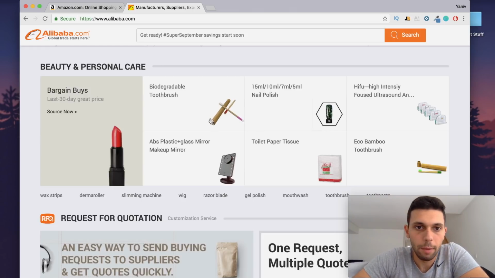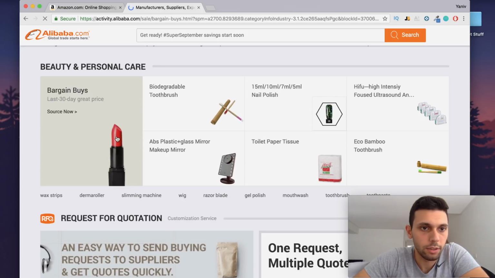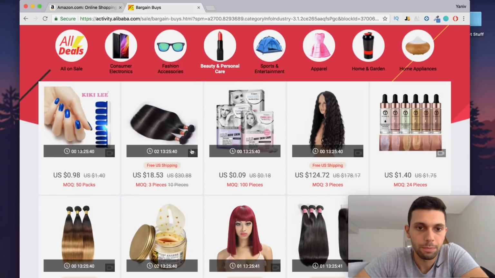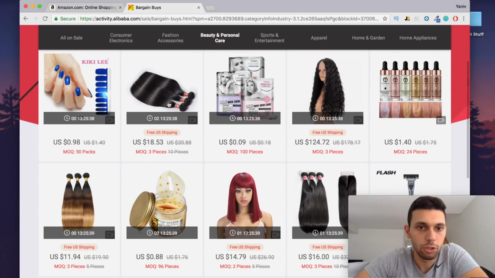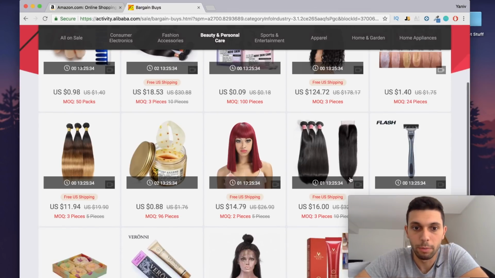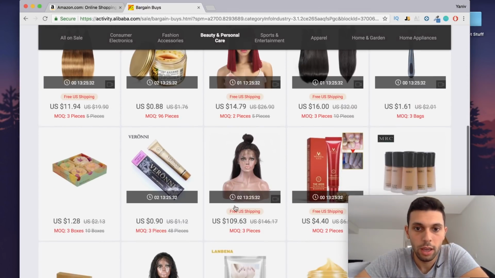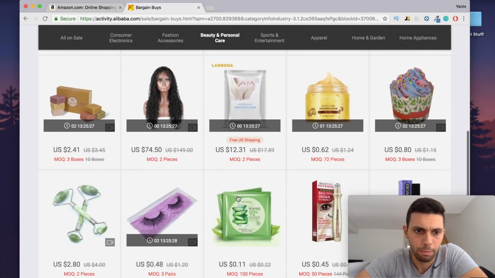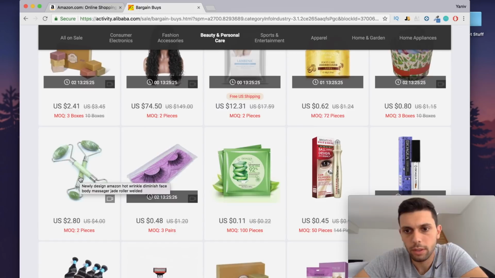I don't know. So let's look at bargain buys for beauty and personal care, and maybe we can find some cool stuff here. Now, I know this stuff used to be really good, these fake hair. For those of you who have a little bit more budget, that's maybe something you want to look into. It is sort of profitable. I don't know about it anymore, but it used to be. Jade rollers, competitive now.